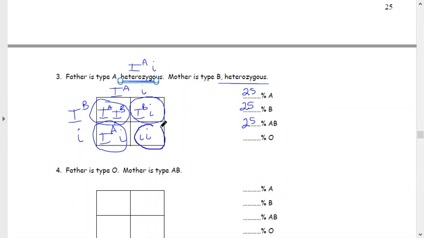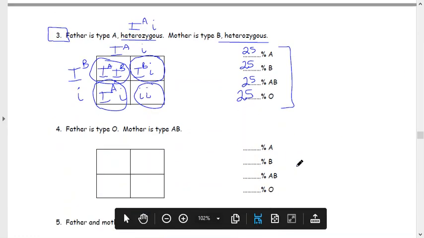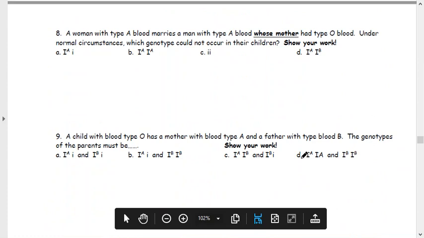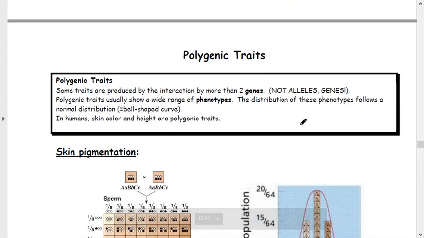So I picked this problem because all of the possible blood types exist in the offspring, right? You could have any blood type offspring if your parents were like they were in number 3. The rest of these, numbers 1 and 2 on page 25, and all of the rest of the blood type problems, we'll do in class, so I'm going to keep going.